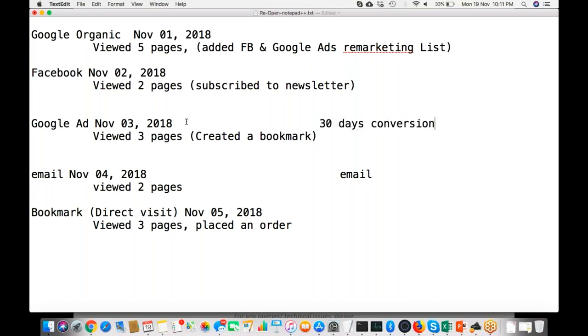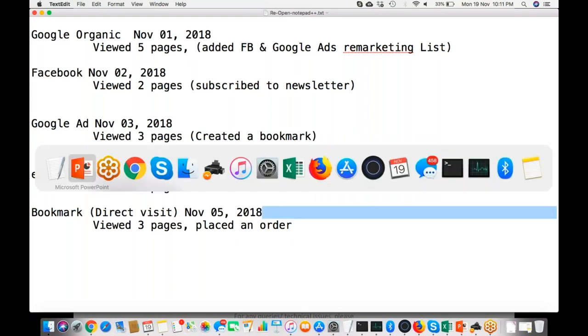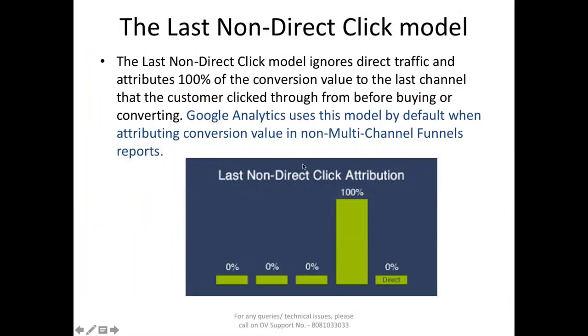30 days conversion window, you remember that? What the Google Ads model says is that it claims all the conversions if the user had visited the website by clicking the ad within 30 days, in that conversion window, okay? And we'll talk about this in a minute. So this is how it is. Google Analytics will credit email and not the direct channel. So this is the last non-direct click model.